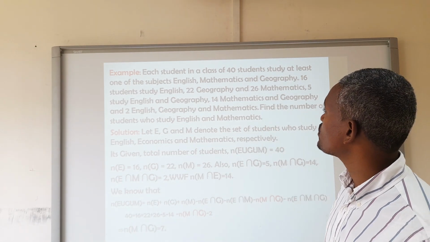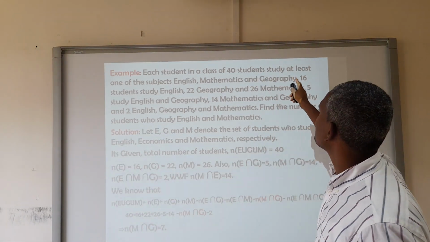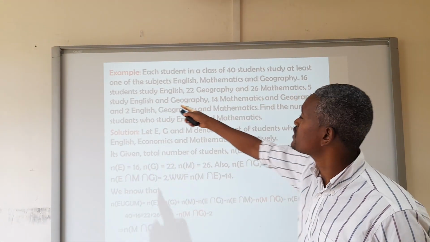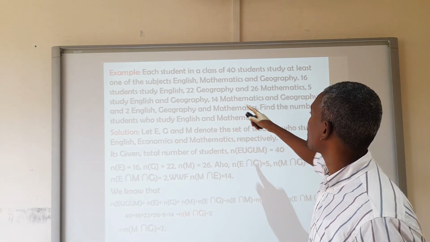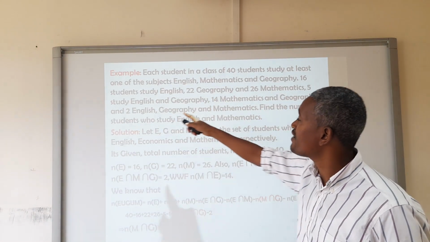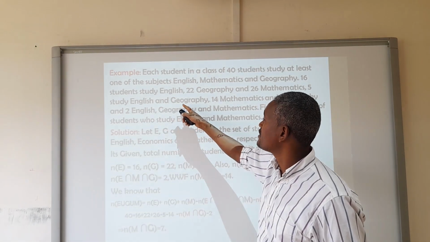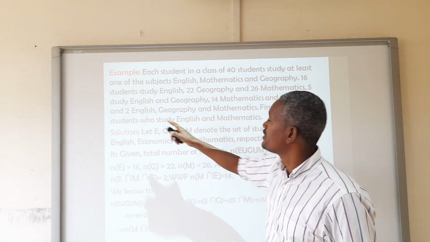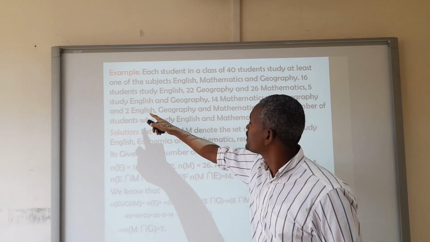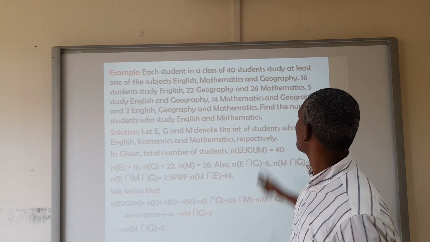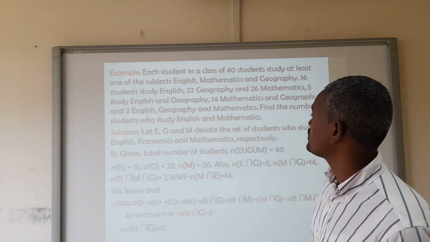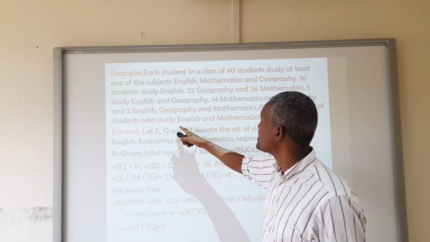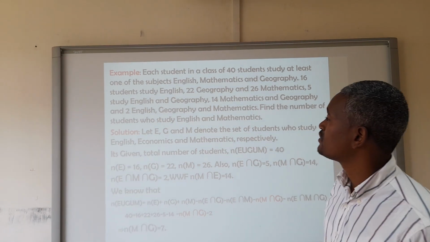The other one: each student in a class of 40 students studies at least one of the subjects English, mathematics, and geography. 60 students study English, 22 students study geography, 26 students study mathematics, and 5 study English and geography. 40 students study mathematics and geography, and two study English, geography and mathematics. Find the number of students who study English and mathematics.